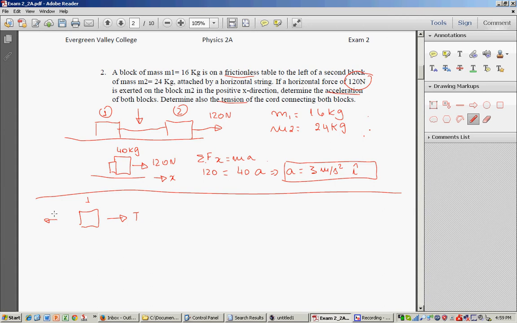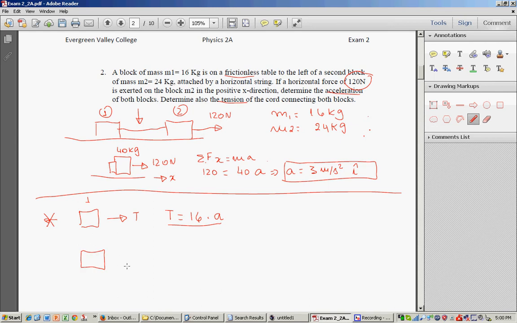Again, since you don't have friction resisting the motion, and you apply Newton's law on this case, tension is equal to 16 times acceleration. We don't know the tension, we don't know the acceleration, so we can't do much here. We are pretty much stuck, and some of you attempted this approach.